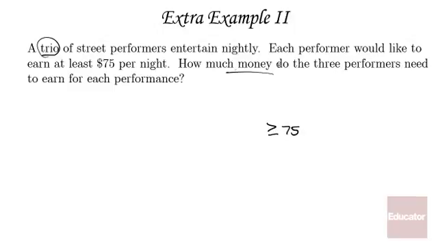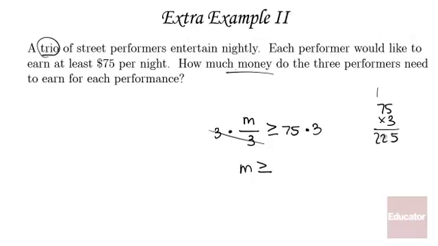So what we don't know is the money. That's going to be M, our variable, and we're dividing by 3 because there's 3 performers. So the total money divided by the 3 should at least equal 75, hopefully more. The opposite of dividing by 3 is to multiply by 3. So M is greater than or equal to 75 times 3, which is 225. So the money should, at least for each night, be $225 if each of the 3 street performers wants to take home $75. Of course, they could always make more, but at the very least, they need to make $225 each performance.